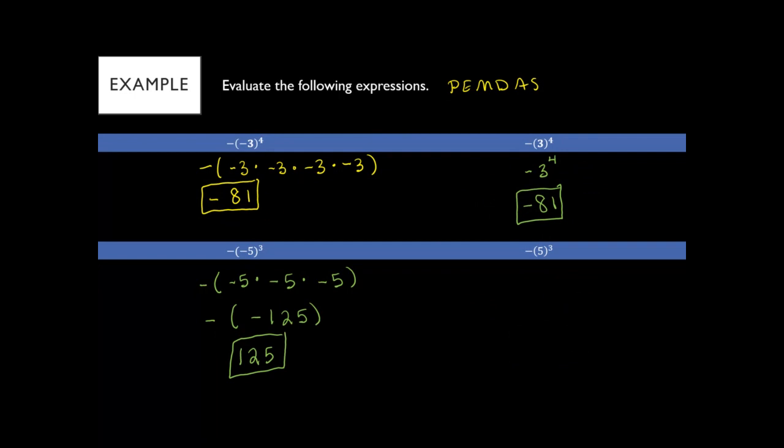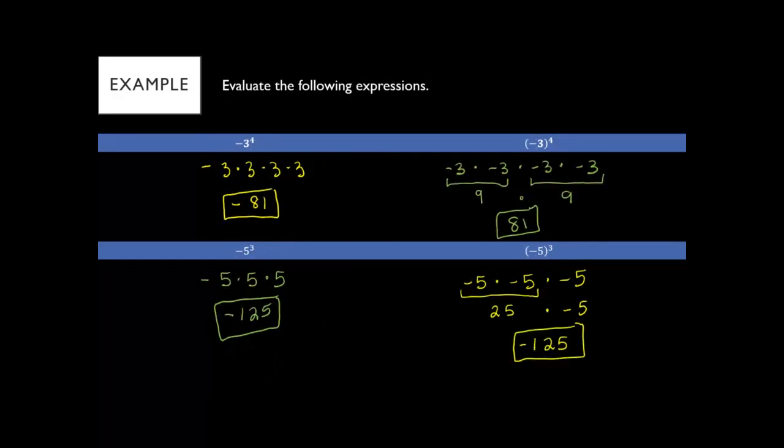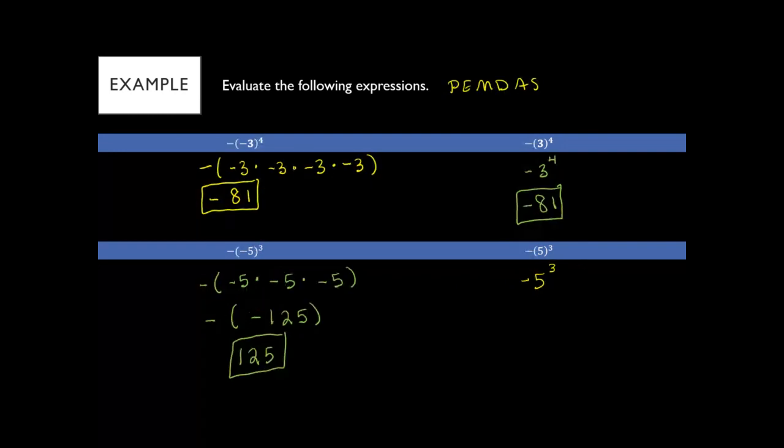And then the one on the right, again, if you don't have that negative in parentheses, that negative is not included. And we can also write this as -5 to the 3rd without the parentheses around the 5. It means the same thing. And we actually saw this again on this previous slide that gave us -125.